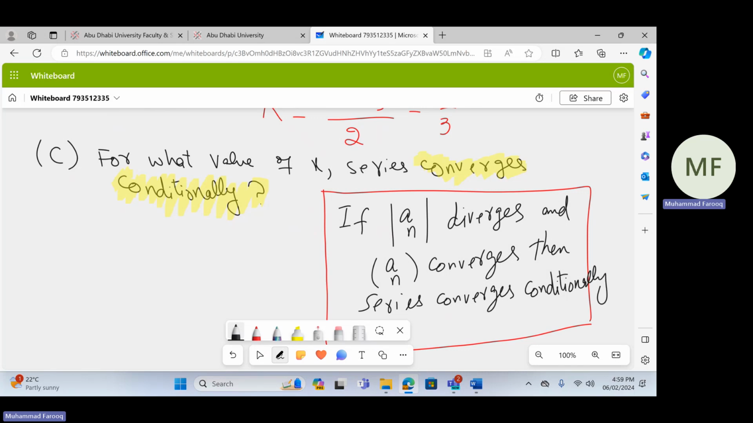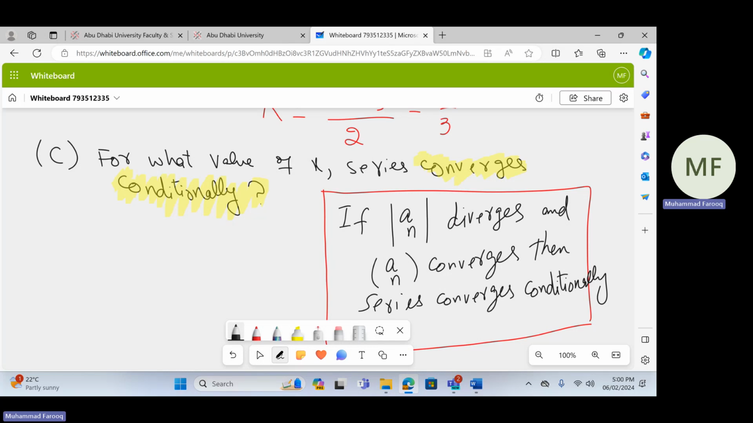First of all, make the absolute value of your question which is given to you and check the behavior. If it diverges, then remove the absolute value and check the behavior. If without absolute value it converges, then you say it is conditionally convergent. So you have to perform two calculations: one with absolute value and a second without absolute value. This is the procedure for part C. Understand the procedure? Okay, and how many points do we have to check? Two. So one by one, we start.